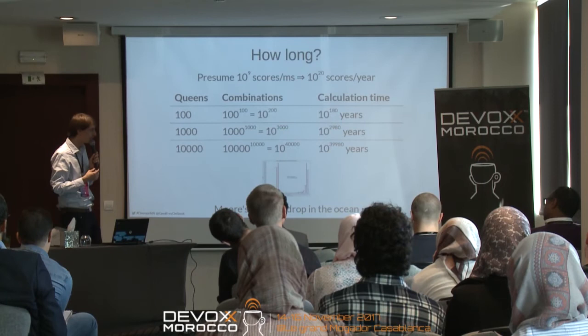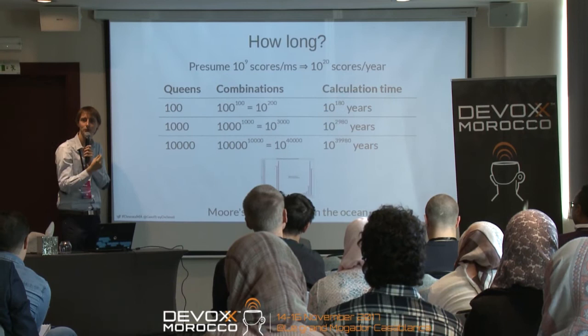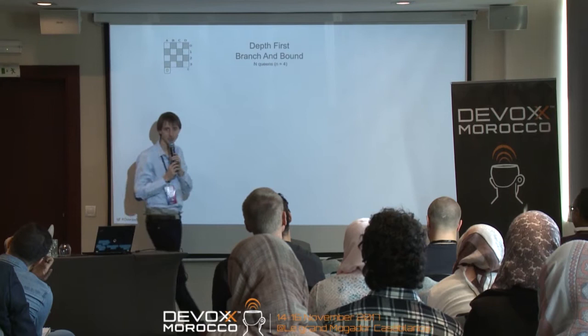Wait, but brute force is stupid, right? We can make a better form of brute force, right? So let's do that. This is called the branch and bound algorithm. We can do it like that.